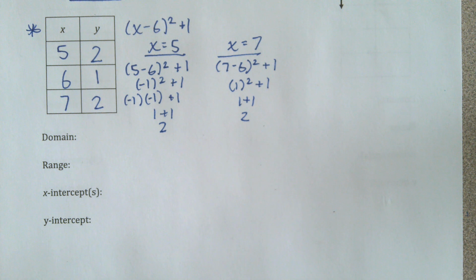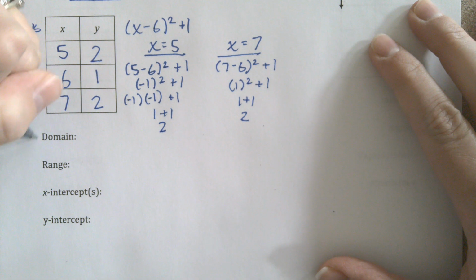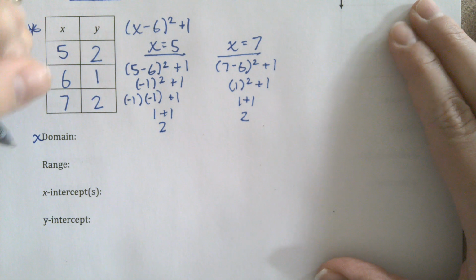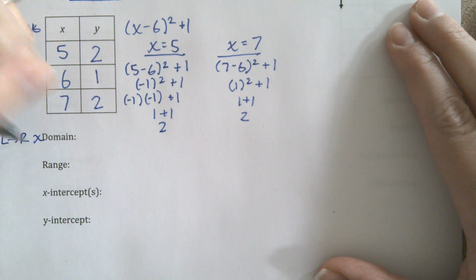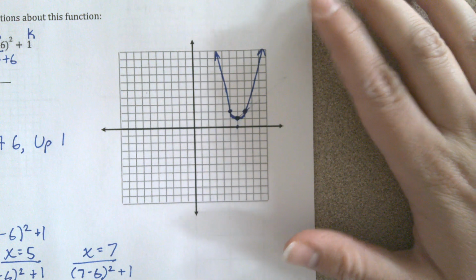Domain, range, x and y intercepts, those will all be asked on the quiz as well. Let's start with domain. Those are our x values. And that's when we move from left to right. So going left to right across the graph, we want to see what values of x are included.